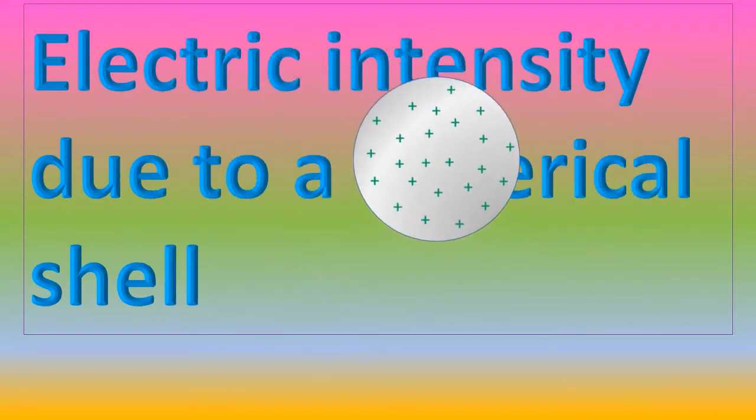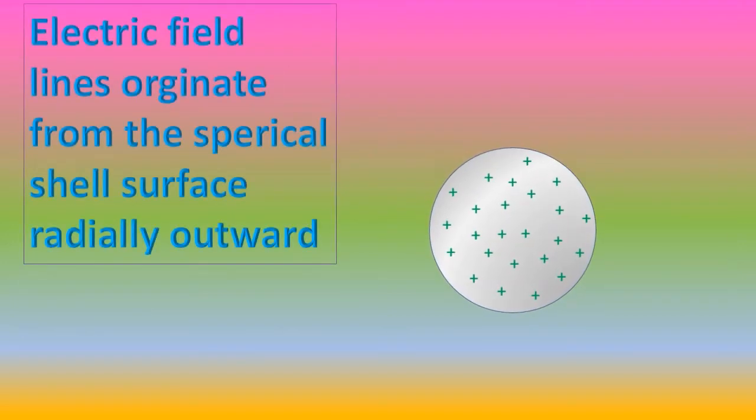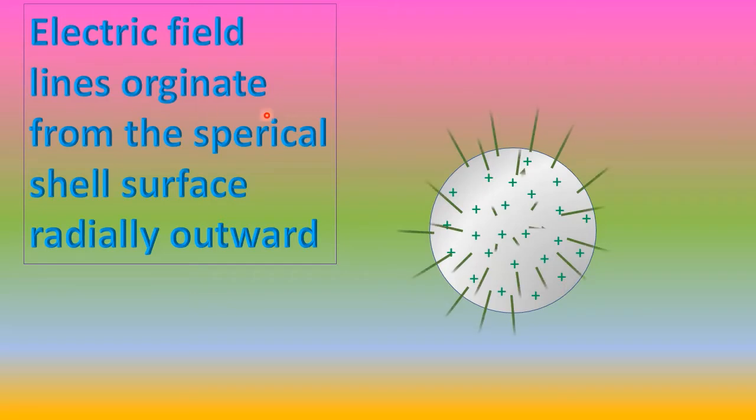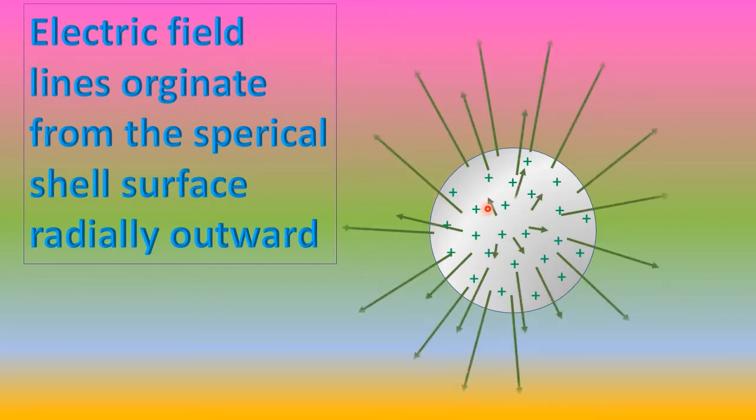Electric intensity due to a spherical shell. Charge is distributed over the surface of a hollow sphere. Electric field lines originate from the surface radially outward.